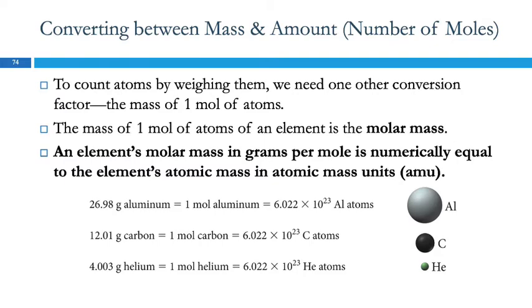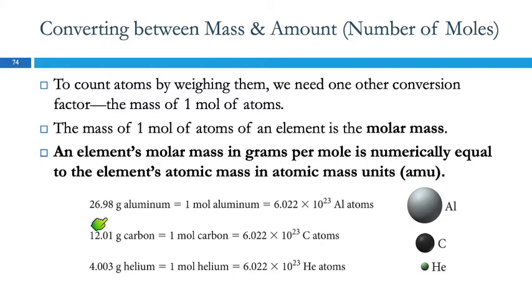Now this is really cool, and it wasn't an accident. An element's molar mass in grams per mole is the same number as its atomic mass in atomic mass units. And the reason it is that way is because they defined Avogadro's number so that that would happen. I don't think Avogadro actually knew what the number was. He was just the one that said there is a number.